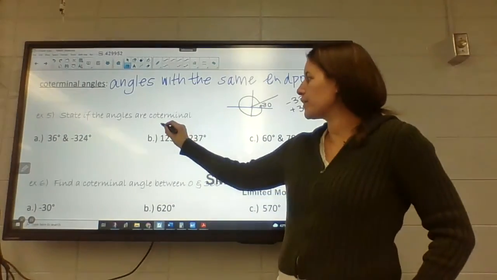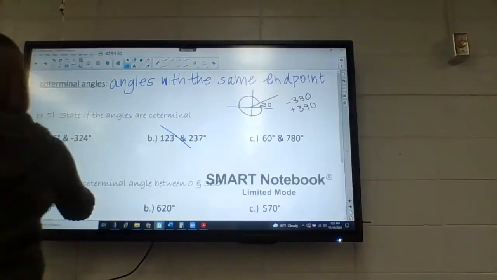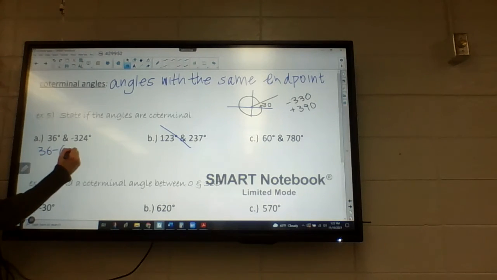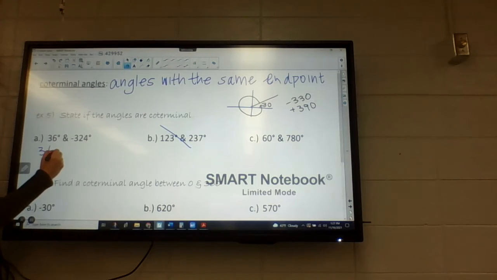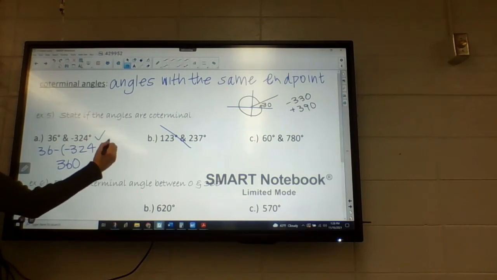Now, I'm hoping that you can throw out this one right away, because if you add those together, it equals 360, but if you subtract them, it does not. If I take 36 and I spin it backwards 360 degrees, so if I check the difference between these, difference means subtraction. Oh, not 360, 324. It should equal 360. So this one is yes.